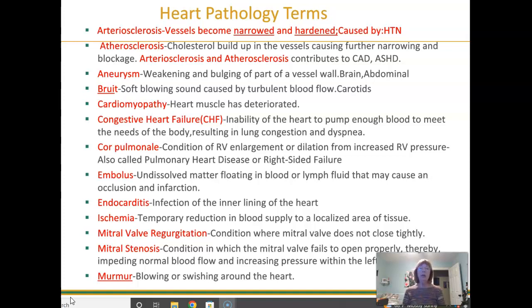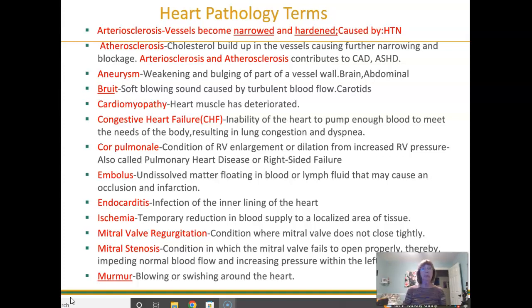Cor pulmonale, condition of the right ventricle enlargement or dilatation from increased right ventricle pressure. This is also called pulmonary heart disease or right-sided failure. And it's really sad. That right ventricle gets larger and larger.